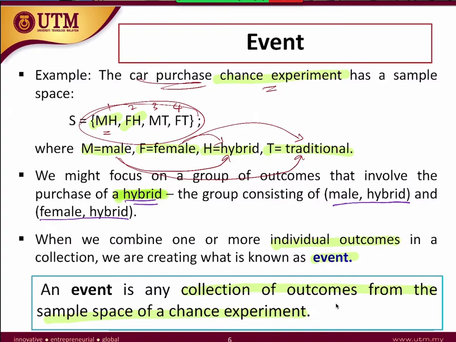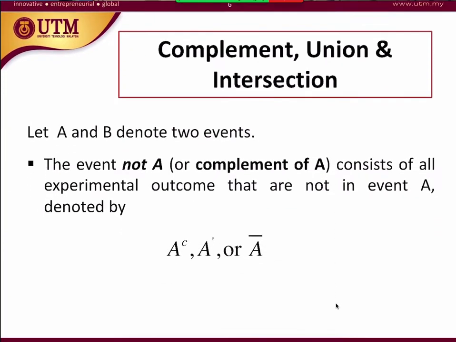So to do probability, you need to identify the chance experiment first. Then you need to identify all the possible sample space. Then you might be interested in a certain event that happens based on the sample space that we have. You need to understand all this. Sample space and event are very important. Make sure you are able to differentiate between sample space and an event.